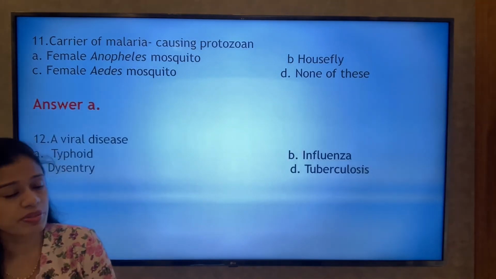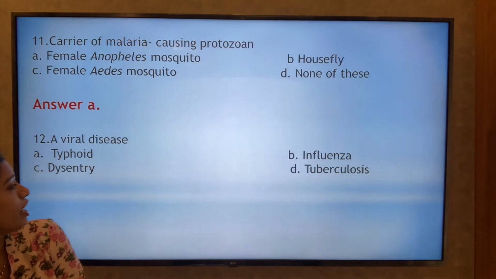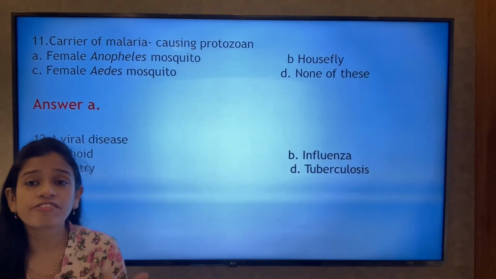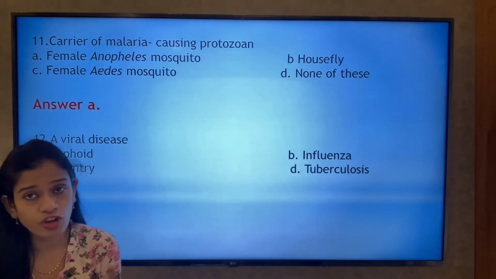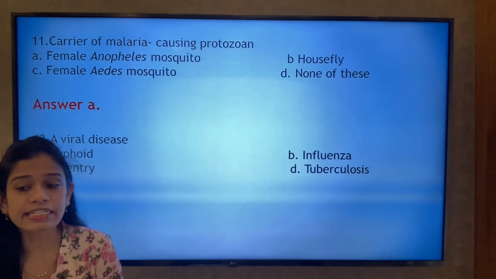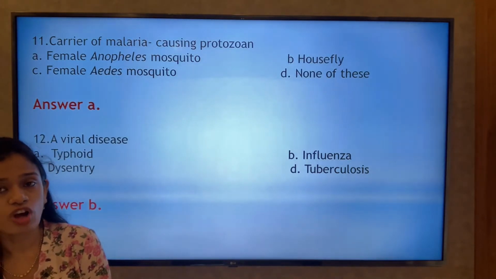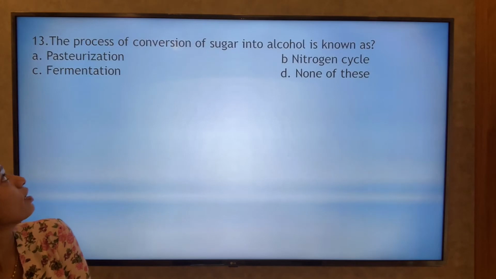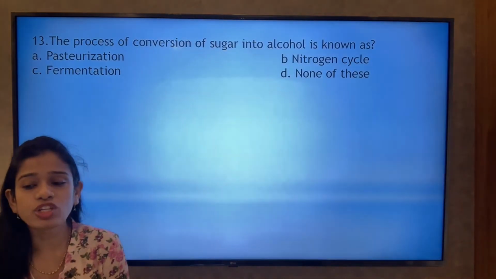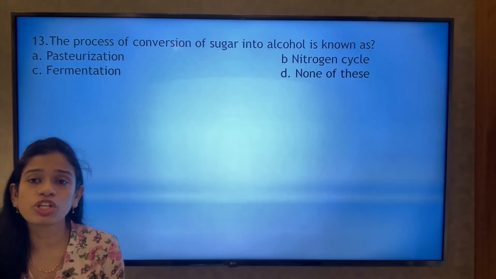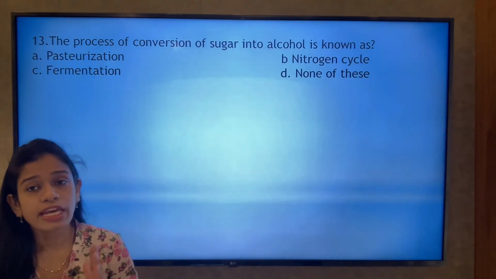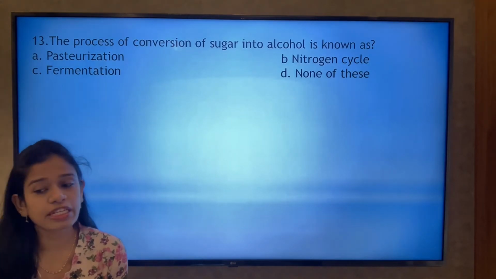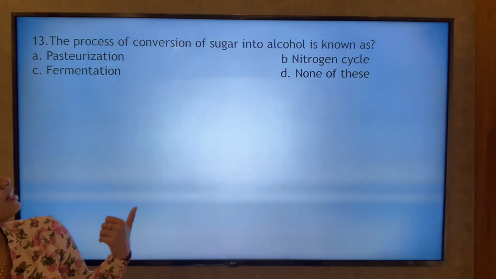Moving on to the next question, a viral disease, is it typhoid, influenza, dysentery, or tuberculosis? So which is the viral disease? Typhoid, no. Dysentery, no. Influenza, yes, it is influenza which is a viral disease. That is option B is the correct answer. Move on to the next question. The process of conversion of sugar into alcohol is known as pasteurization, B, nitrogen cycle, C, fermentation, or D, none of these. So the correct answer is C, fermentation.